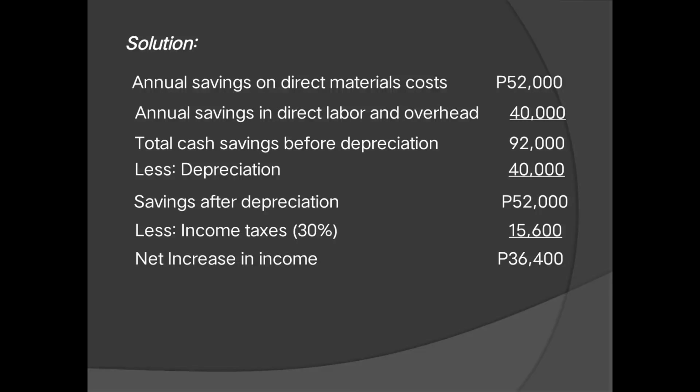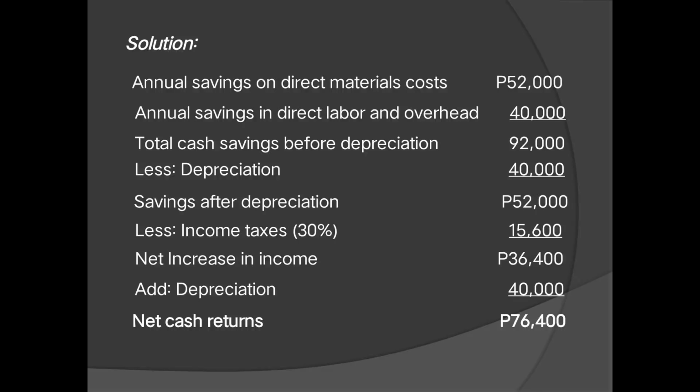52,000 less the 15,600 is 36,400. Then, i-add ulit natin yung depreciation na 40,000 na niless natin dun sa nauna para makuha yung net cash returns. So, ayun lang yung mga computation sa pag-solve ng net cash flow under the third step ng capital budgeting process.